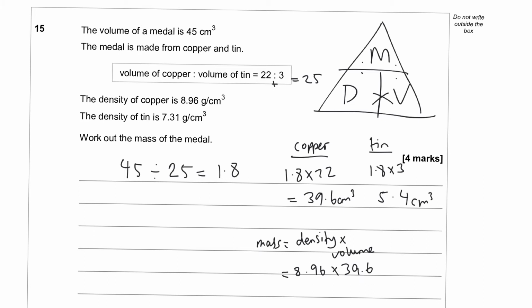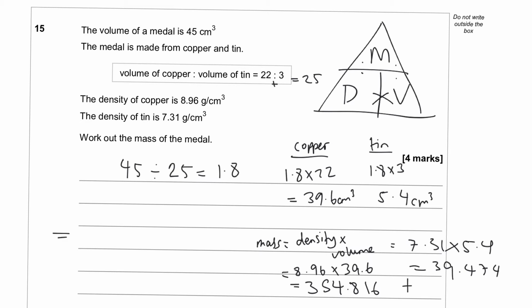So multiply those two numbers together in your calculator, you should get an answer of 354.816, and then we're going to do the same for tin. So the mass of tin, its density, which is 7.31 times 5.4. Put that into your calculator, you should get an answer of 39.474.